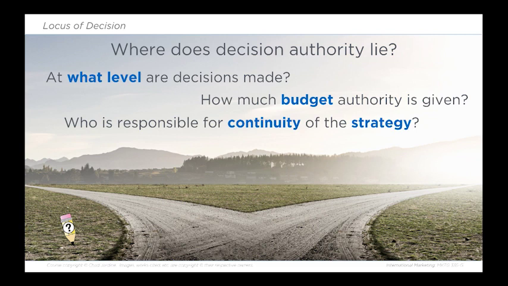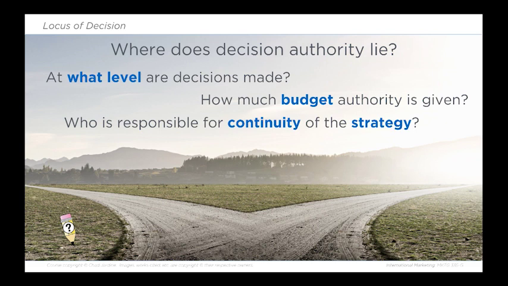What's the advantage? Everybody's on message. You have consistency, you know, top to bottom throughout the country or throughout the company. What's the disadvantage? Well, there may be information that lives at the bottom level that doesn't make it up to the top. So as we look at this, where does decision authority lie?